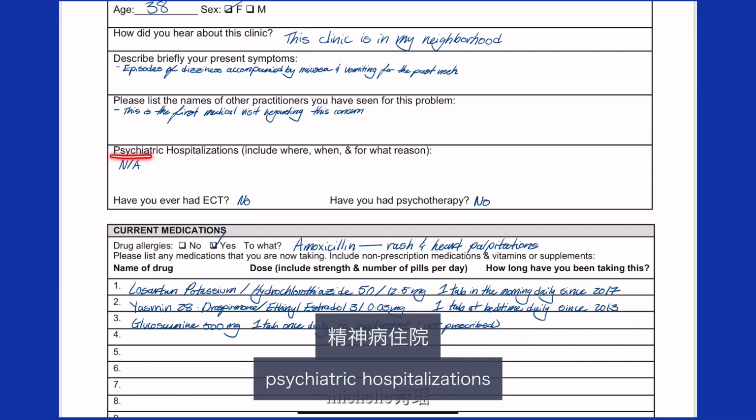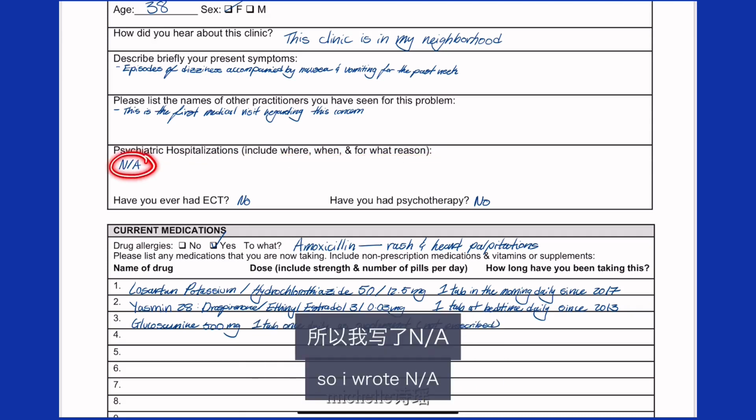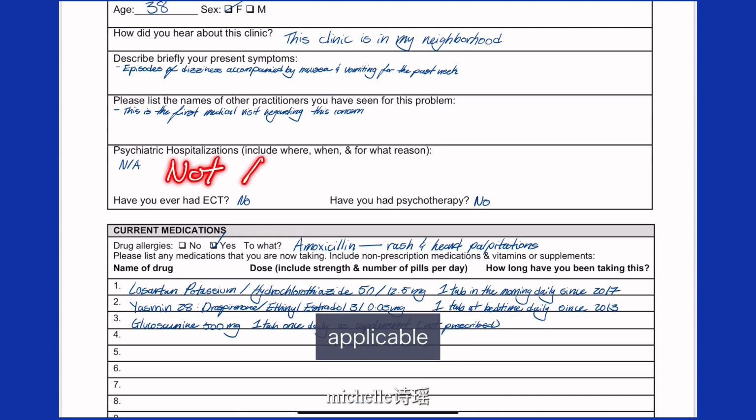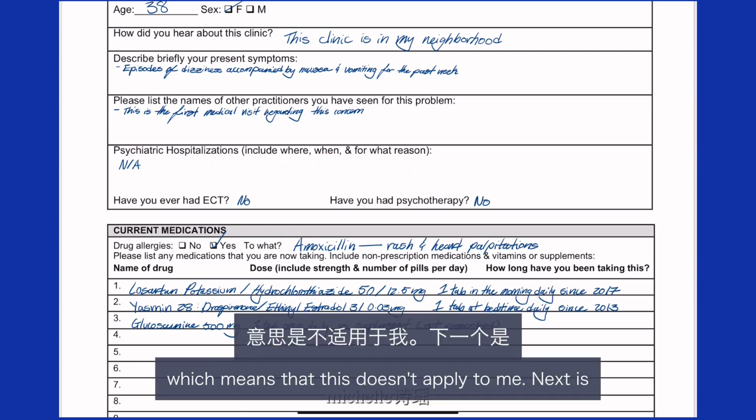Next is psychiatric hospitalizations. Include where, when, and for what reason. So I wrote NA. NA stands for not applicable. Not applicable, which means that this doesn't apply to me.